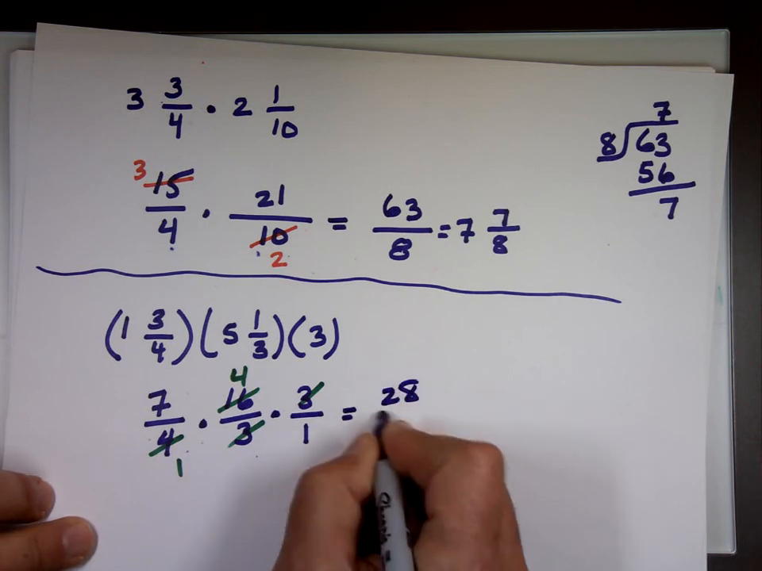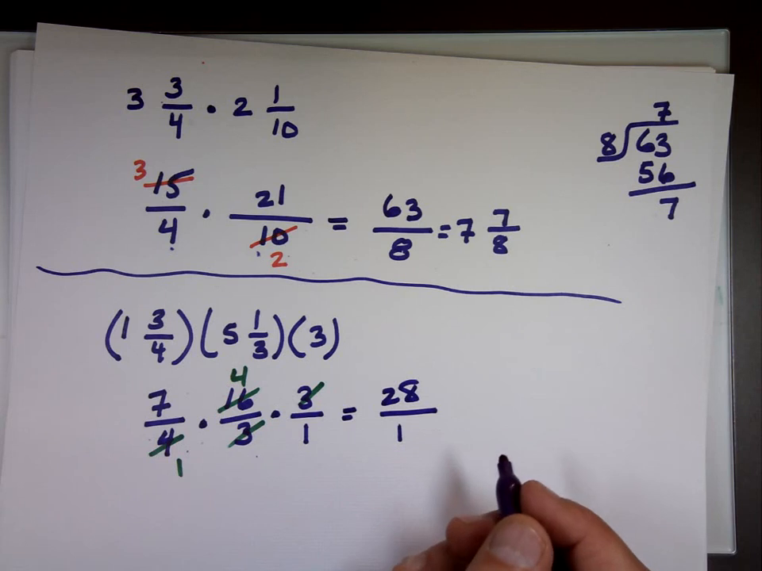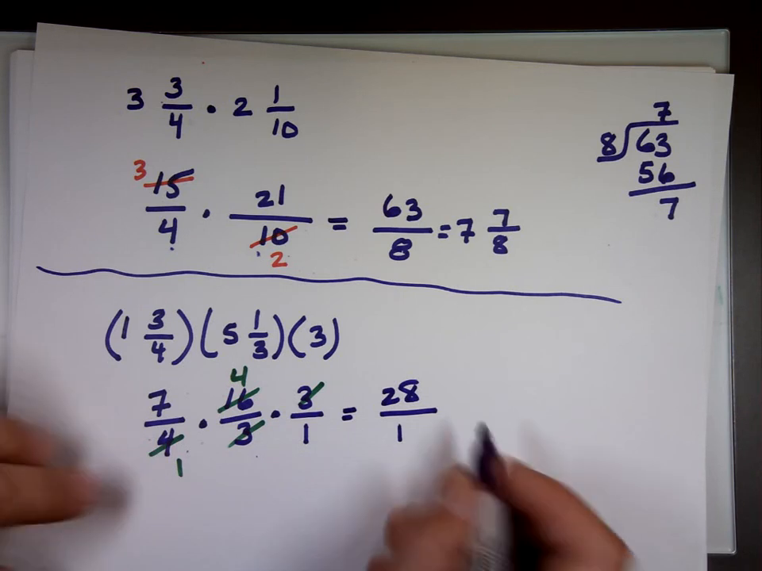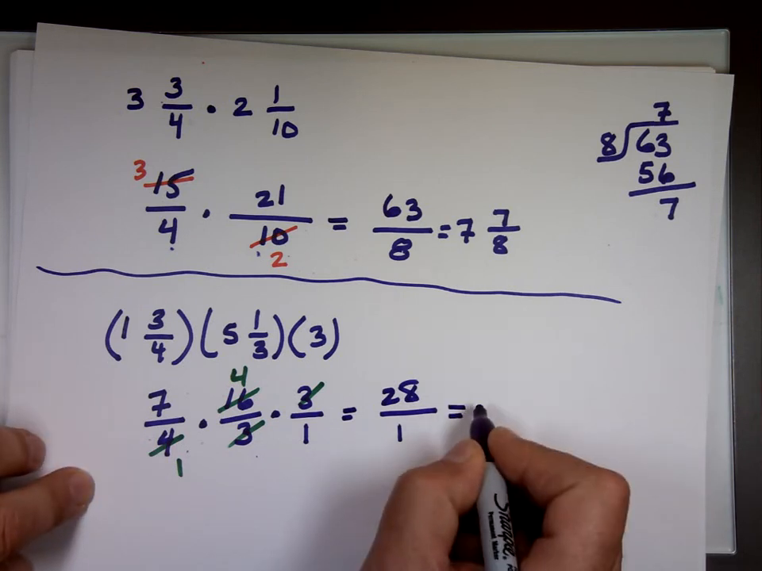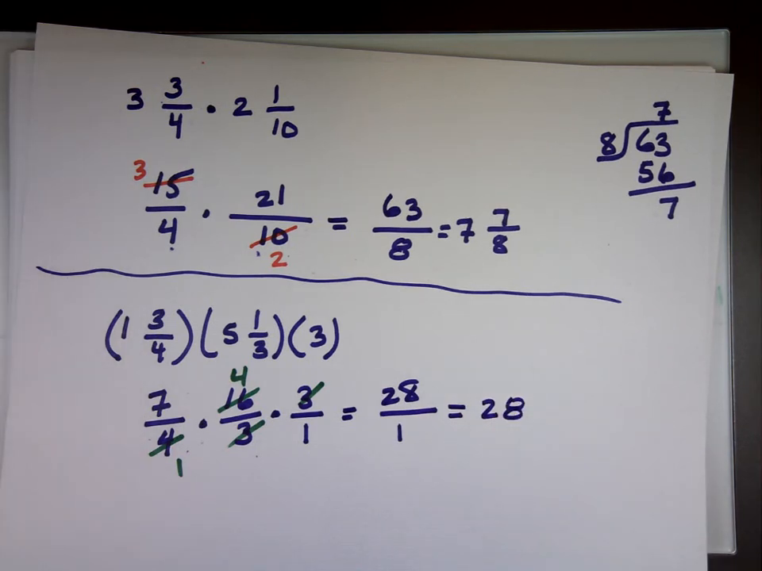Over what? Over 1. If you write 28 over 1, they'll mark it wrong, by the way. Because you got to simplify it. What's 28 over 1? Just 28. Because they want you to write it simplified completely. They go 28 over 1 is not simplified because you can write that 28. And that's how we multiply fractions.